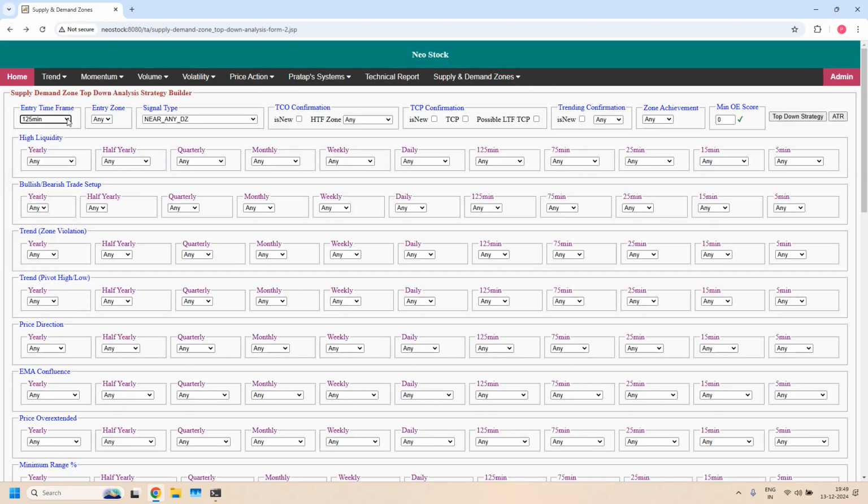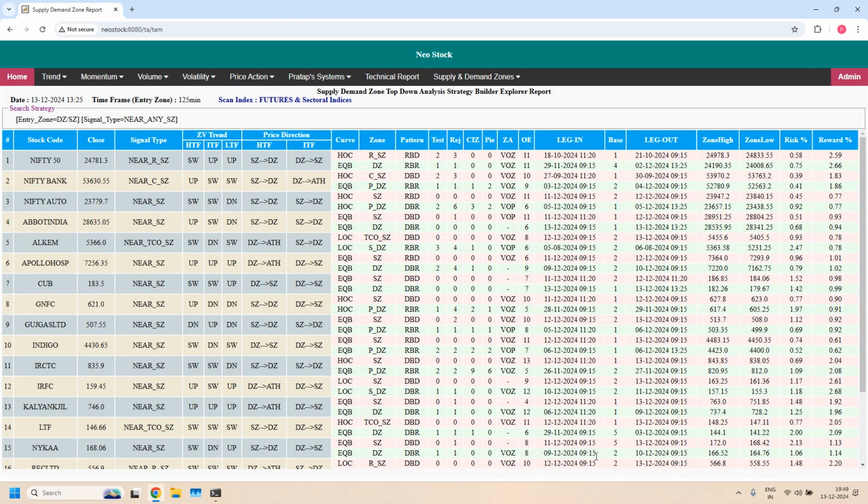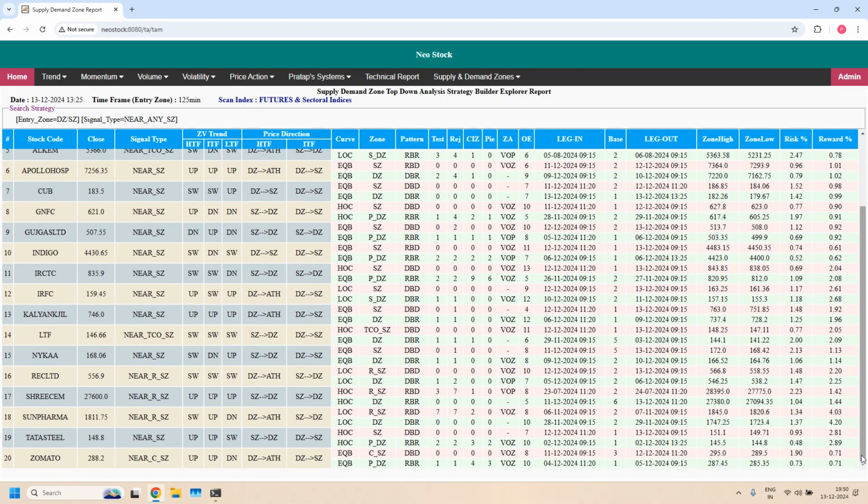Next 125 minutes time frame, stocks near 125 minutes supply zone. This is the filtered list. First 15 stocks. I am scrolling the list down. So total 20 stocks are filtered. Price closed inside daily supply zone. Sorry, price closed near 125 minutes supply zone. Sorry, making a lot of mistakes today.